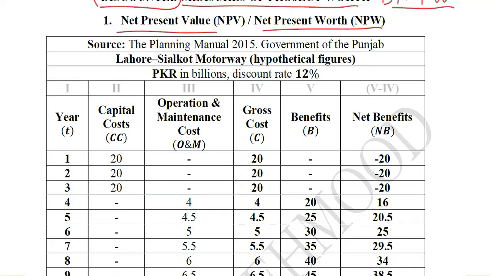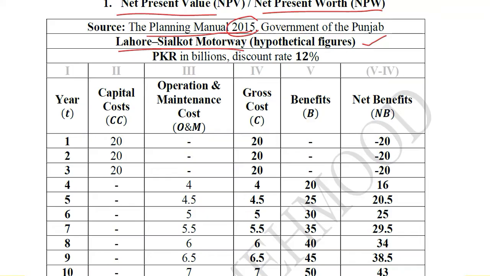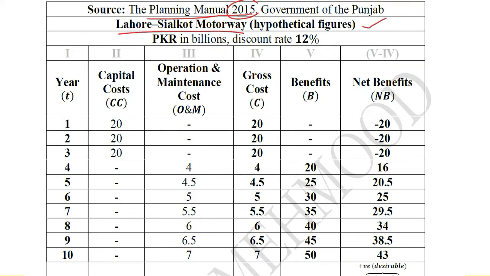So we start with a certain example given in the Planning Manual 2015, Government of the Punjab, Pakistan. There is a manual which is downloadable from the internet, and in that they have given this project, which is Lahore Sialkot Motorway. Some hypothetical figures are taken, and these values are actually tabulated in this table that you can see. And before we get to the table, we should know that these values are in billions of Pakistani rupees, and this discount rate is 12%.